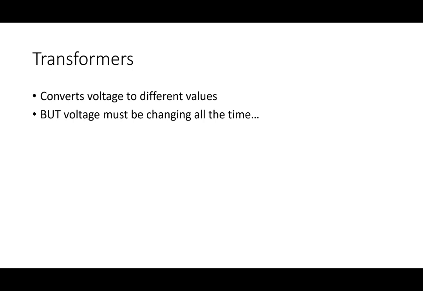What a transformer does is convert voltage to different values. It can also convert current to different values, and it does it at the same time. But the key thing is the voltage must be changing all the time, because this whole thing relies on Faraday's law.